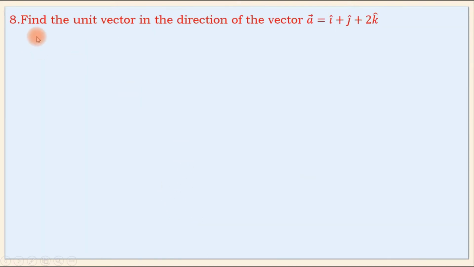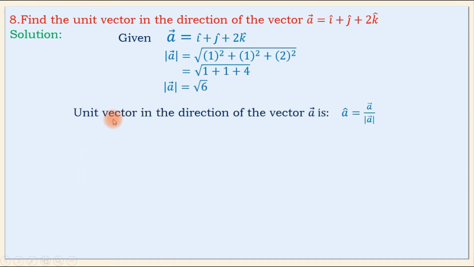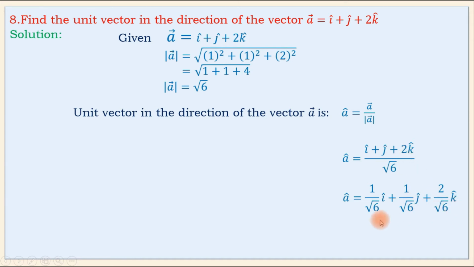Next, problem number 8. Find the unit vector in the direction of A vector i cap plus j cap plus 2k cap. So first find magnitude of A vector, that is square root of 1 square plus 1 square plus 2 square, that is square root of 6. Hence, unit vector in the direction of A vector is A cap equals A vector divided by its magnitude, that is i cap plus j cap plus 2k cap divided by root 6. This can be split as 1 by root 6 i cap plus 1 by root 6 j cap plus 2 by root 6 k cap.